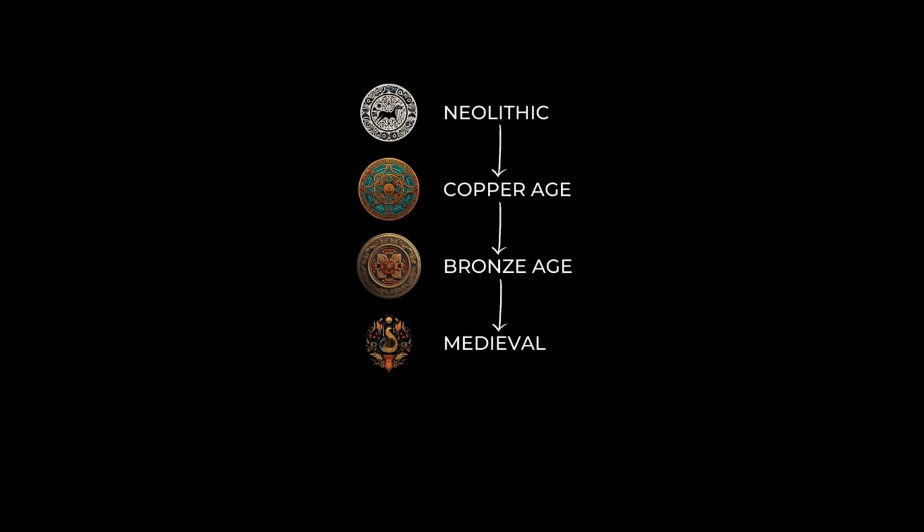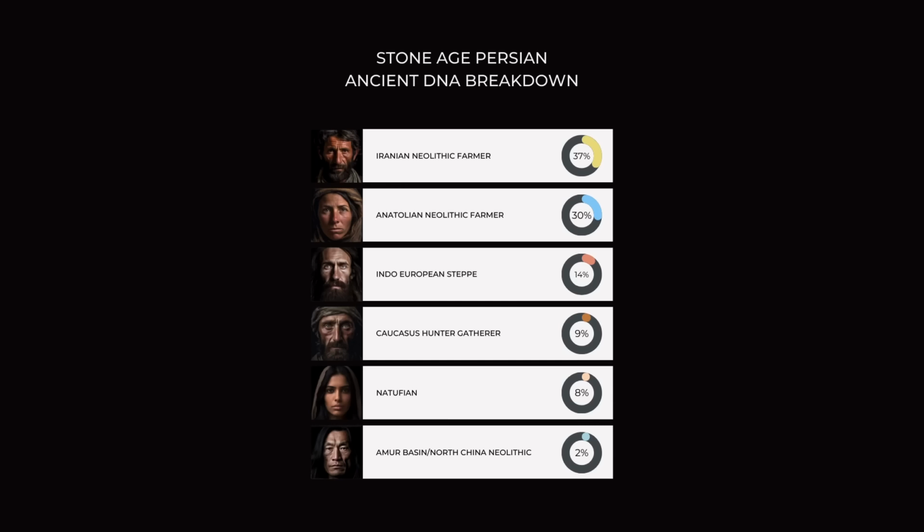We are going to look at the average Iranian genome through a variety of different time periods to understand who these people are from a genetic perspective. Over here, I've got a Stone Age DNA breakdown of the average Iranian. And interestingly, what we see is that around 35% of their DNA is Iranian Neolithic related.